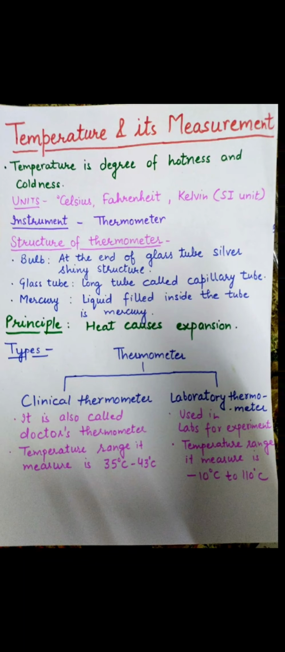The basic structure of any kind of thermometer has a bulb. At the end of the tube, one shiny structure is there. You must have seen the part which the doctor puts in our mouth while measuring the temperature of the body. That structure is known as the bulb. Next to that is the uniform glass tube, known as the capillary tube, and one thermosensitive liquid. Thermosensitive means the liquid which is sensitive towards temperature. It means it expands on heating. So mercury is filled in the glass tube.